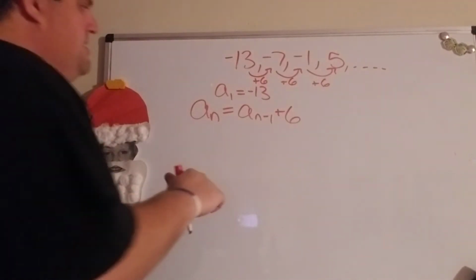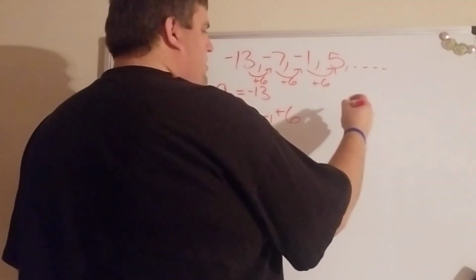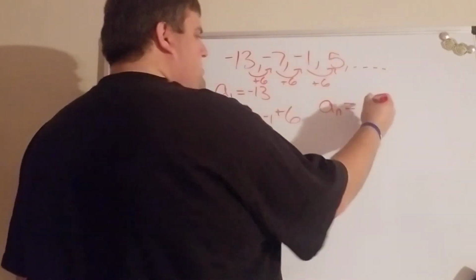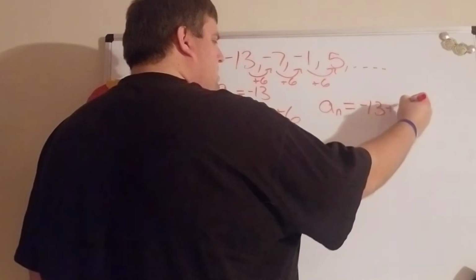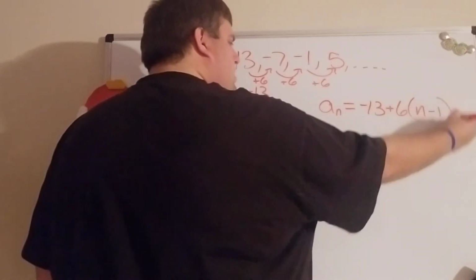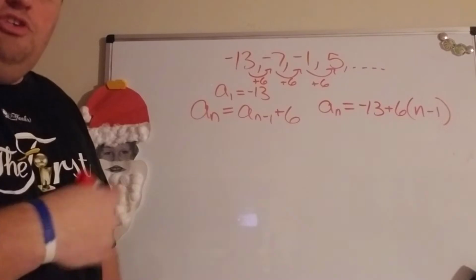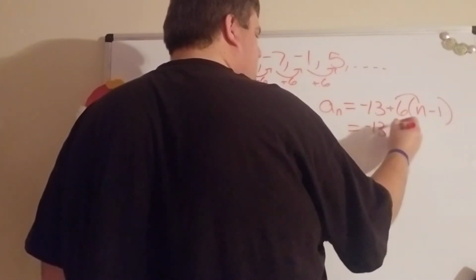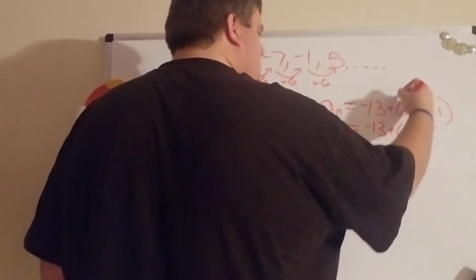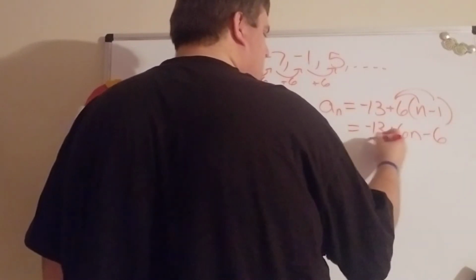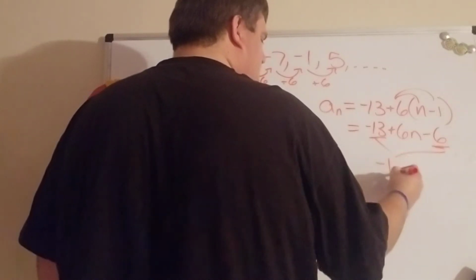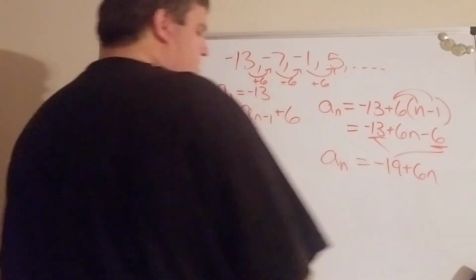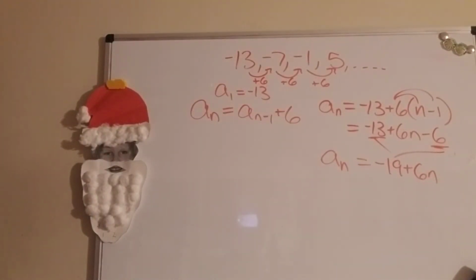And then for our explicit, we are going to go a sub n, and let's see, our first term is negative 13 plus 6 times n minus 1. And then we'll distribute the 6 times the n minus 1, so negative 13, 6 times n, 6n, 6 times negative 1, negative 6. Add your like terms, negative 19 plus 6n, and that's going to be a sub n. So that's your final explicit formula.